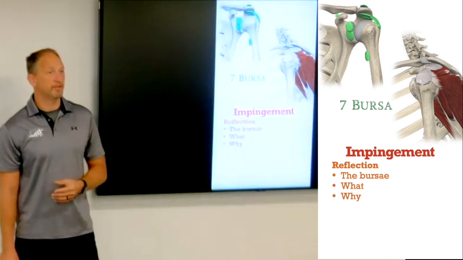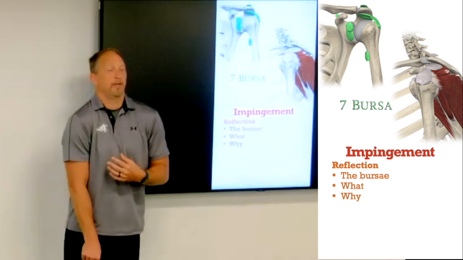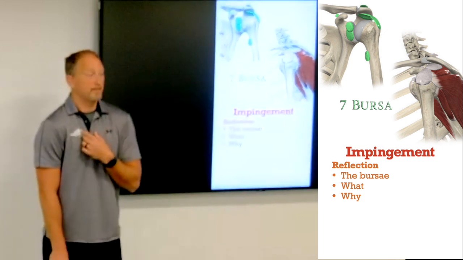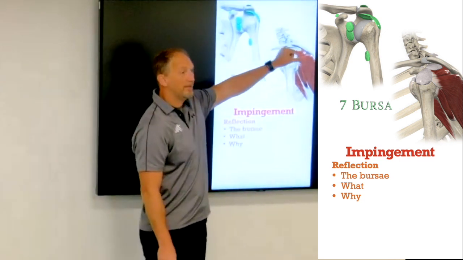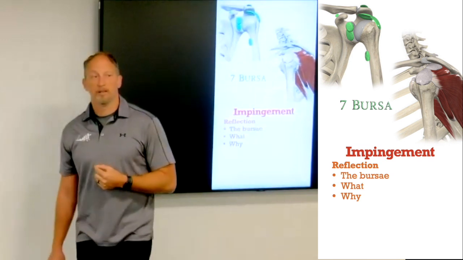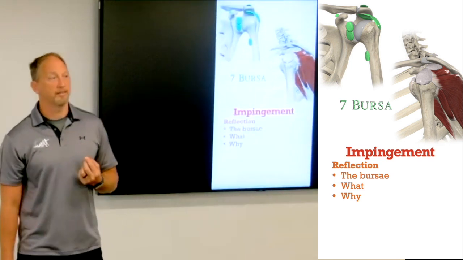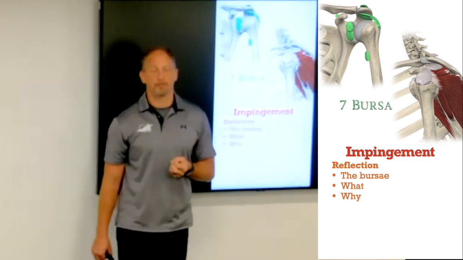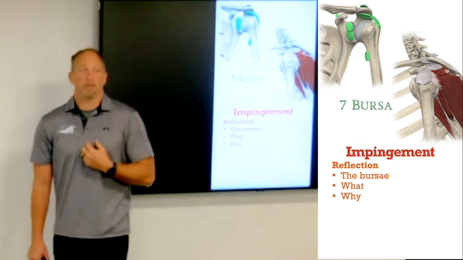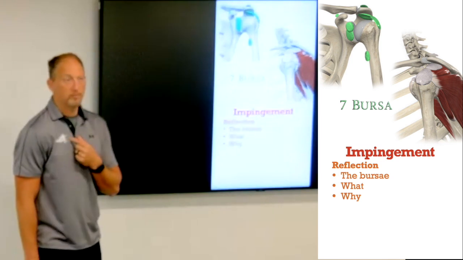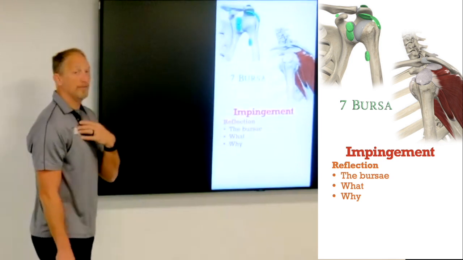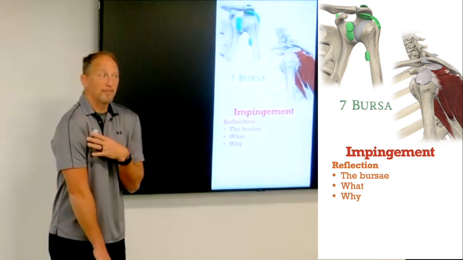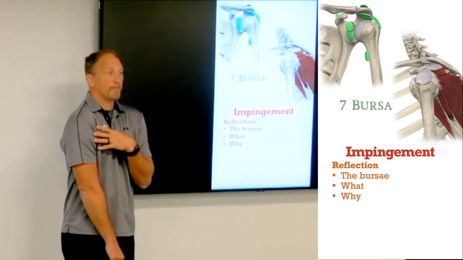It's a positional issue. Something changed in how they're carrying their shoulders. Something changed to decrease this space to lead to that impingement. That's what we have to address and fix. So anytime we're dealing with an impingement issue, it's a postural issue. We have to figure out what's causing us to lose space in that area. And oftentimes what causes us to lose space is some kind of rounding of the shoulders.